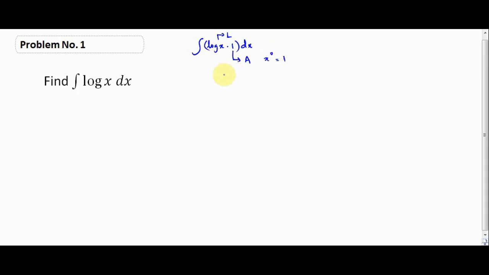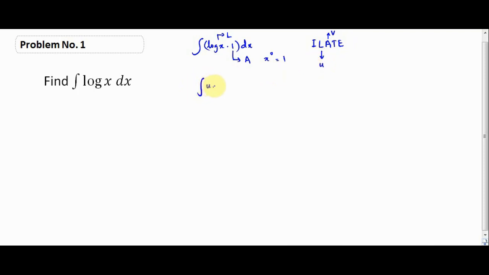So as per ILATE rule, the preference goes for a logarithmic function. L has to be taken as u, and the algebraic function, represented using the letter A, has to be taken as v. So let's apply the formula.